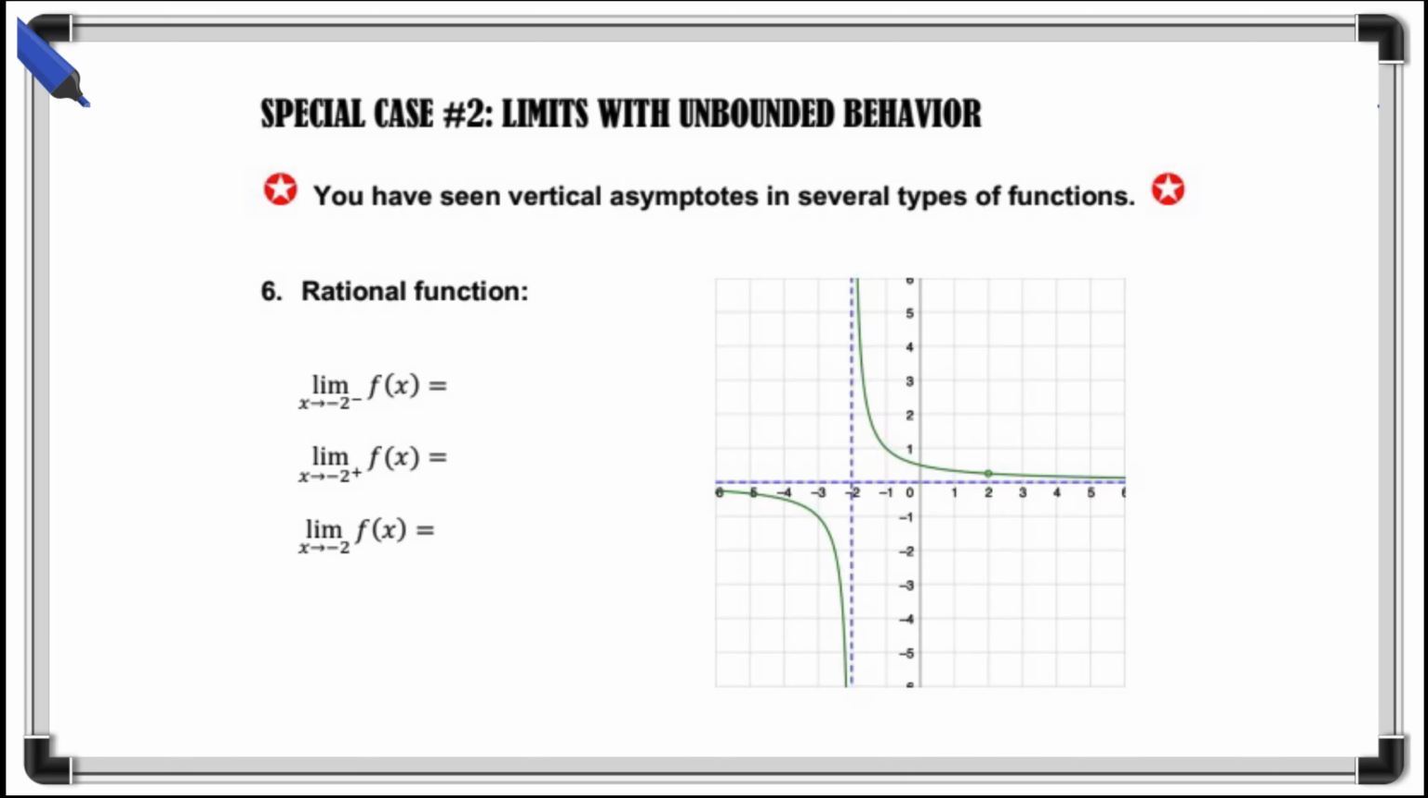Your next special case is limits with unbounded behavior. You've seen vertical asymptotes in several different functions. You've seen them in rational functions, which is this first example here. So let's look and see what we have.